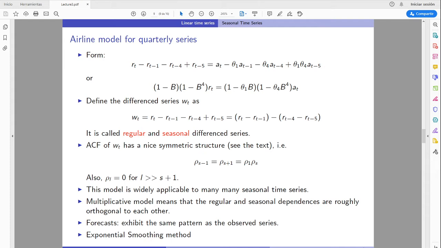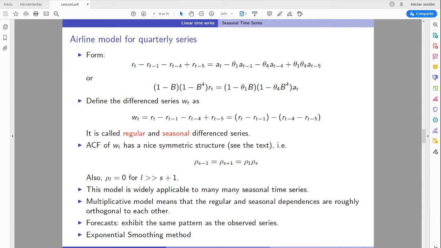This model has some nice advantages. It's widely applicable to a lot of seasonal time series. This is most likely the 101 of seasonal time series. Multiplicative model means that regular and seasonal dependencies are roughly orthogonal to each other, as we have just said. The forecasts exhibit the same pattern as the observed series, which is pretty interesting because it shows some regularity even in the forecast.